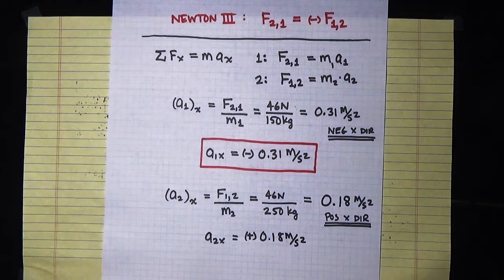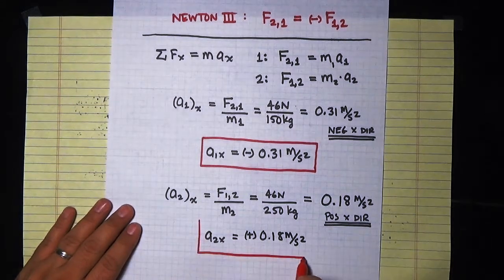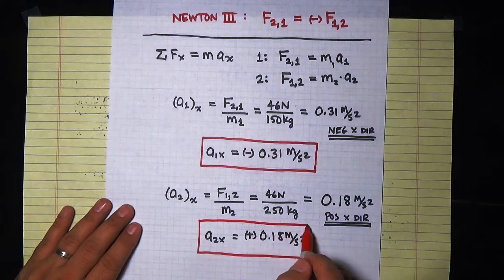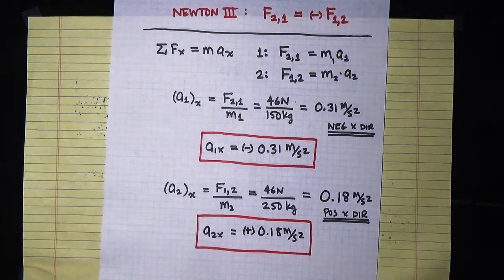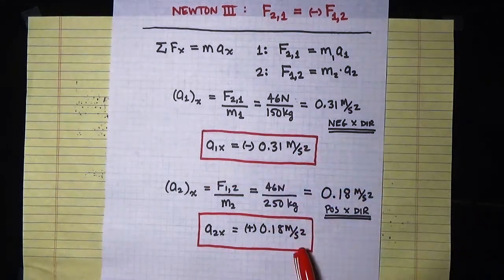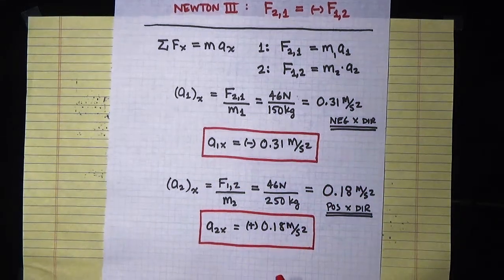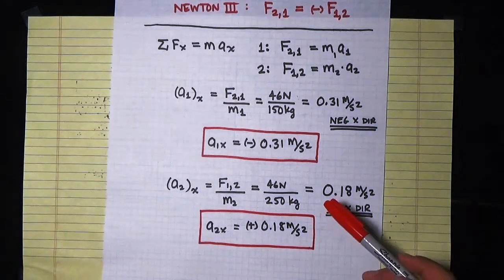Now at this point, I like to try and look at my answers and convince myself that they're right. Okay, and so there are two things I can check. First of all, I can check the directions, and one canoe is accelerating to the left, and the other canoe is accelerating to the right. That's exactly what I would expect to happen if two canoes pushed off of each other.